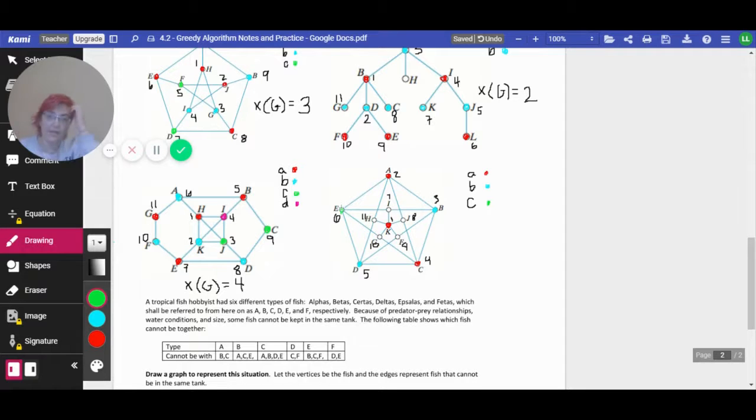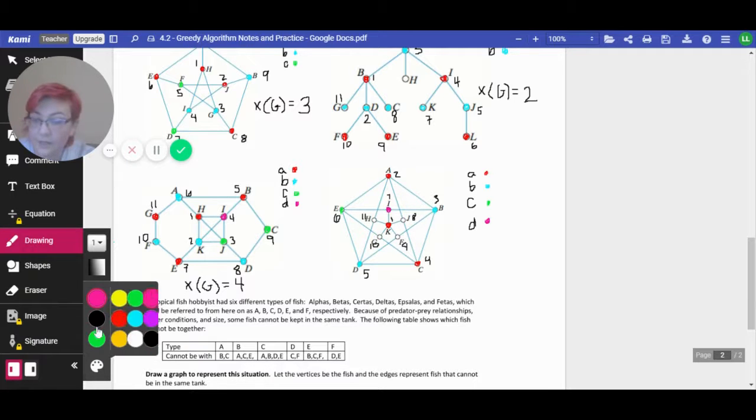Okay. Next, let's move to vertex 7. Now, vertex 7 touches A, B, and C. So I'm going to need a new color, D. Vertex 7 is color D. Let's look at 8. 8 connects to color A, color A, color A. So it can be color B.